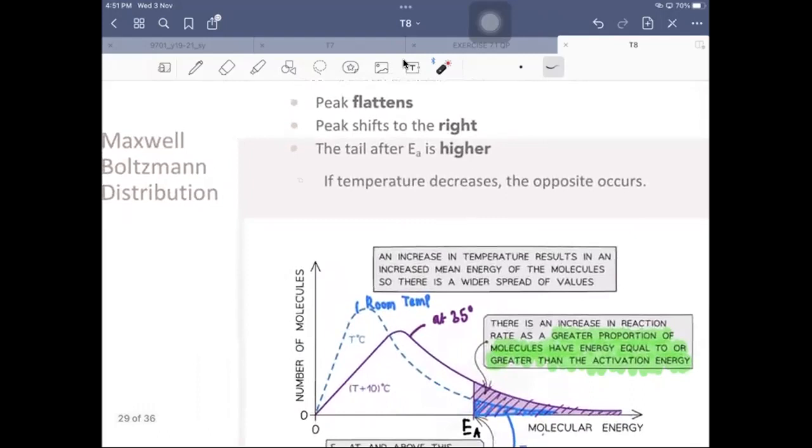Okay, as you increase the temperature, the peak is now at a lower point or at a lower value. It shifts to the right. Okay, it was initially at this energy value and then now it's somewhere here. Okay, the tail is also higher than your original graph.